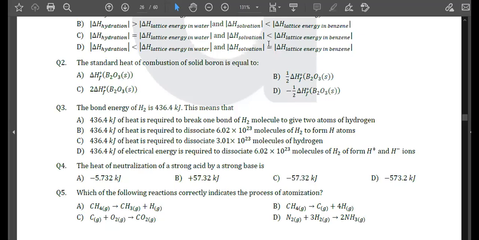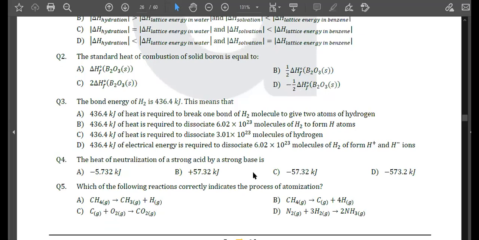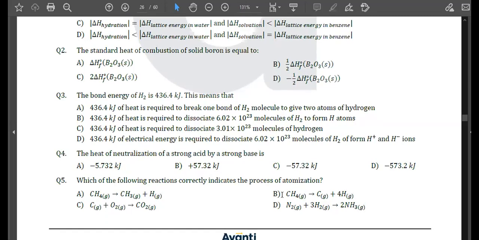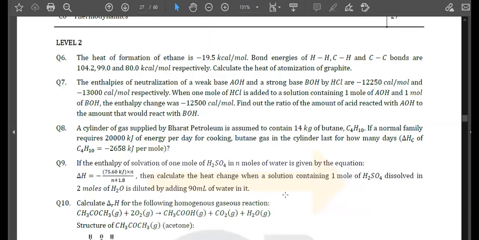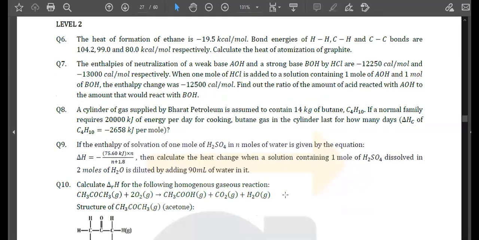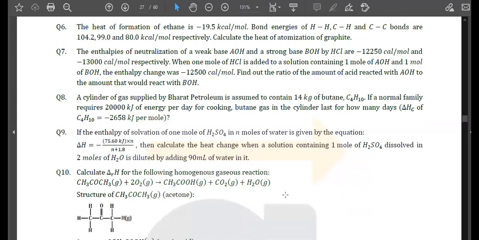Question number 5. Tell me, what is the answer of question number 5? Which of them indicates the process of heat of neutralization? Sorry, heat of atomization. Yes, B, right? It is converting into atoms. It is not heat of formation. Yes or no? There's a difference, right? Okay. Now 6 to 10. Any doubts? 6 to 10?